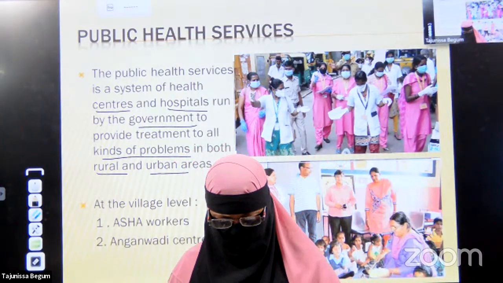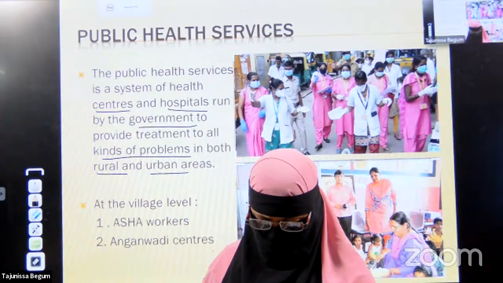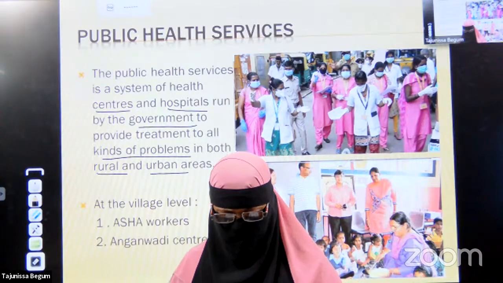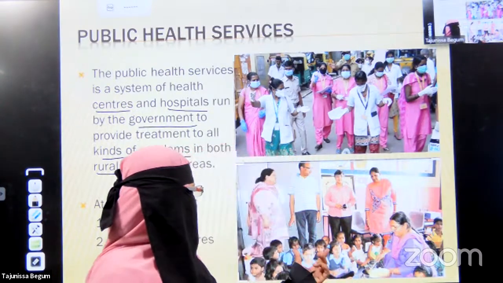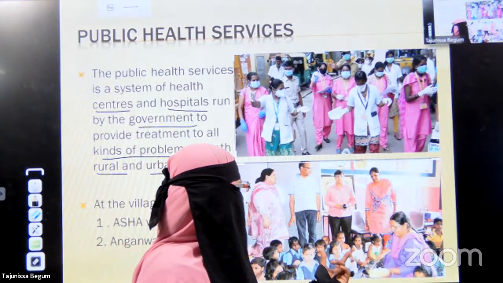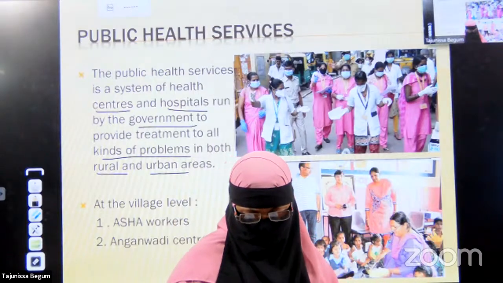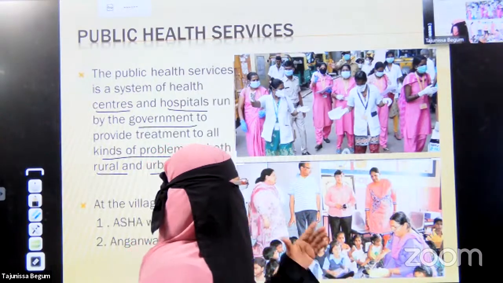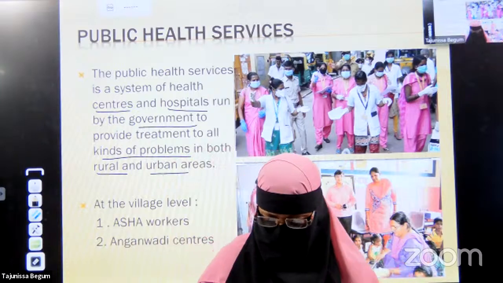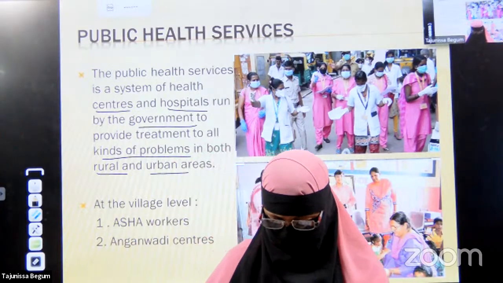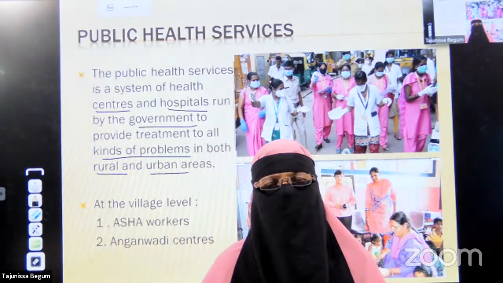Anganwadi centers in the village serve to provide nutrition and immunization services to young children. They provide nutrition to the young children to increase their weight. They monitor and take care of children of the age of 3 to 5 years. So these are Anganwadi schools.